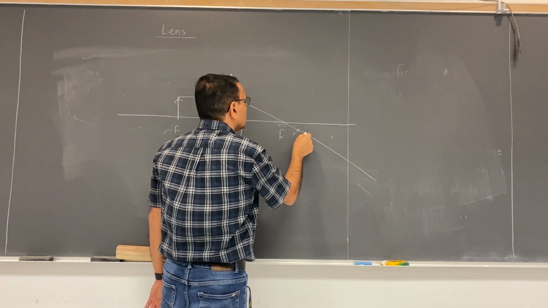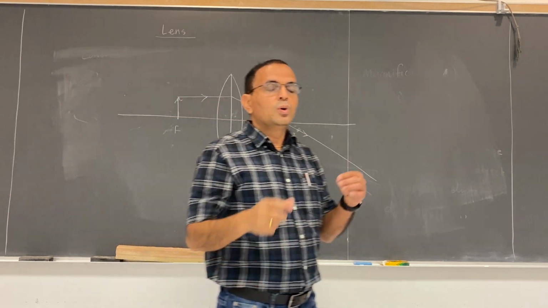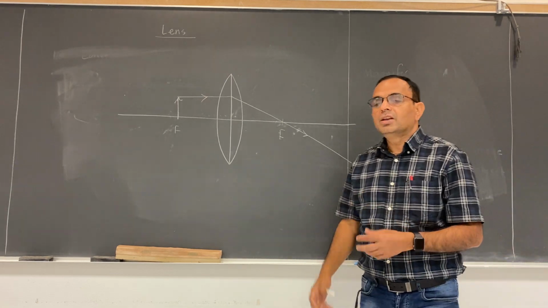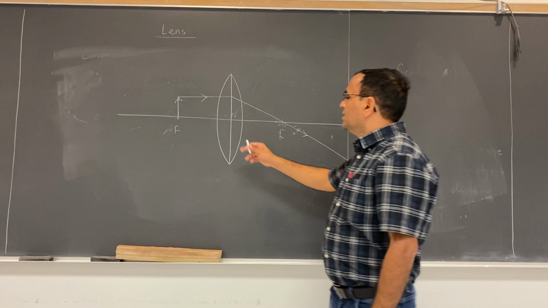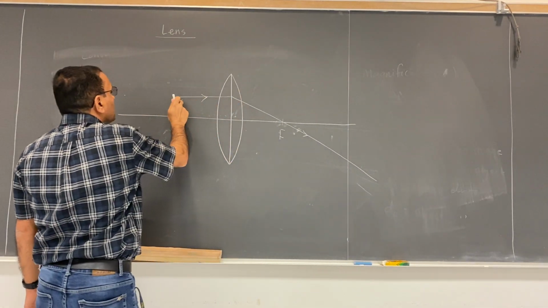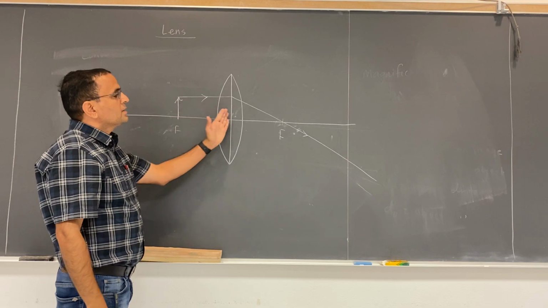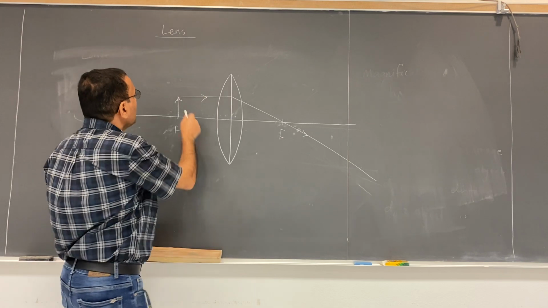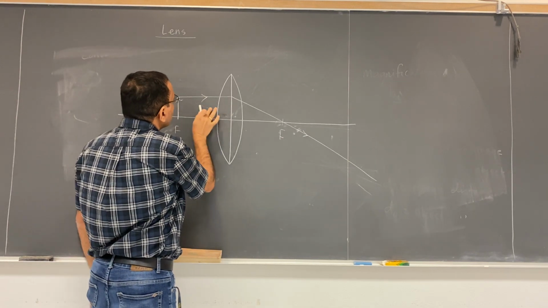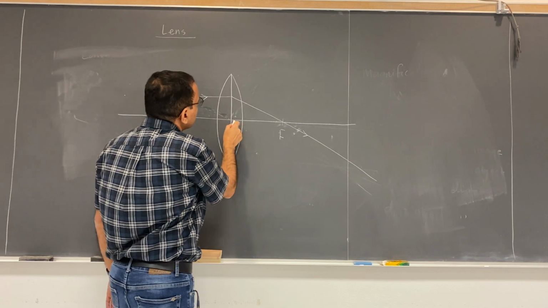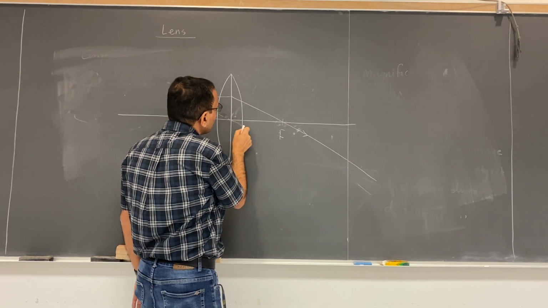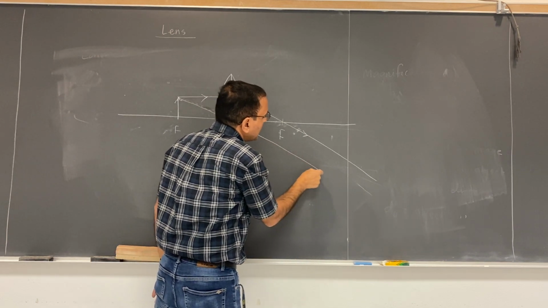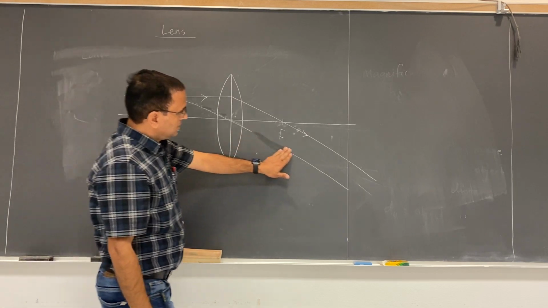I told you in my previous lecture, if you want to draw the ray diagram and locate the position of an image, you need at least two rays. So one ray you take from here, parallel to the principal axis. After passing through the lens, it passes through the focal point on the other side of the lens. Then another ray you can take like this from the center of the lens. It is the center of the lens, so it goes straight like this.